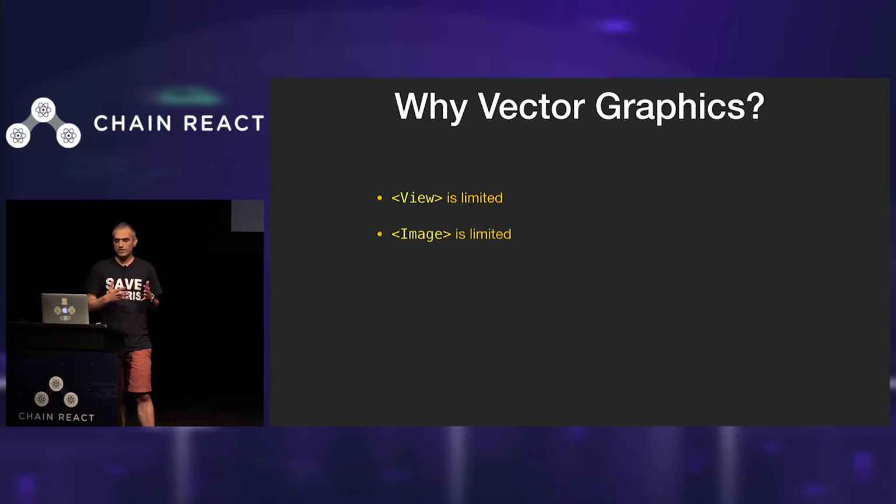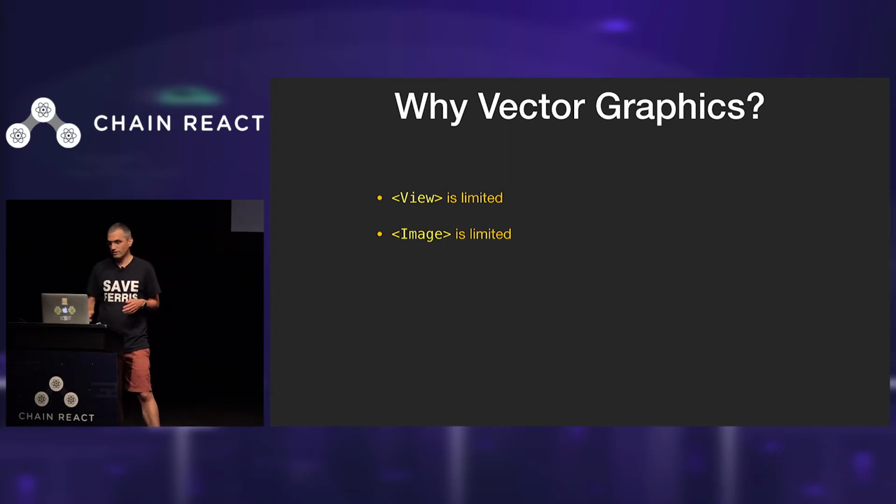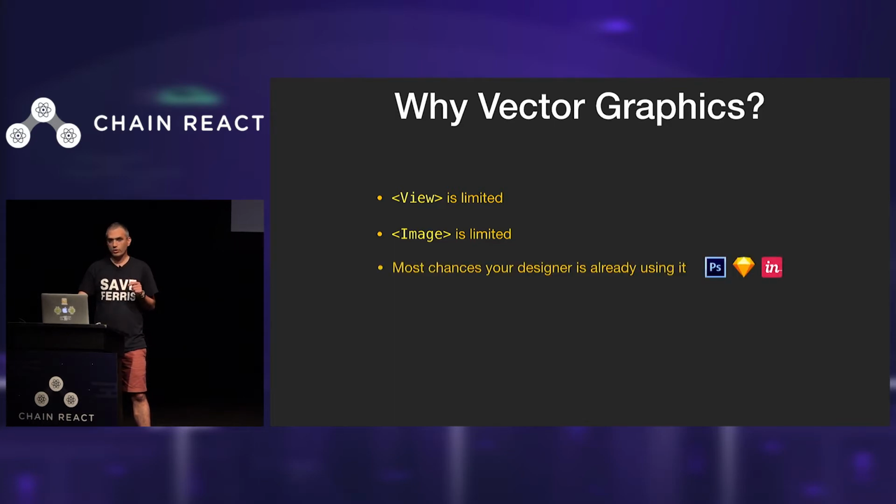You can also go with images, but that's also limited. You cannot control the color of the images. It won't scale. You have to put in an image for every resolution and every screen size. If you want to do animations, then forget it. You have to add an array of images and pose a burden on the bundle size. Also, very important, most chances that your designer is already using some sort of vector graphics-powered tools, such as Photoshop, Sketch. And those considerations apply for all platforms, not only mobile, web also. So that triggered SVG in web too.